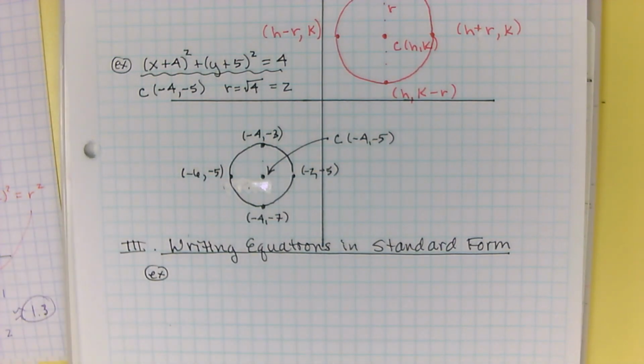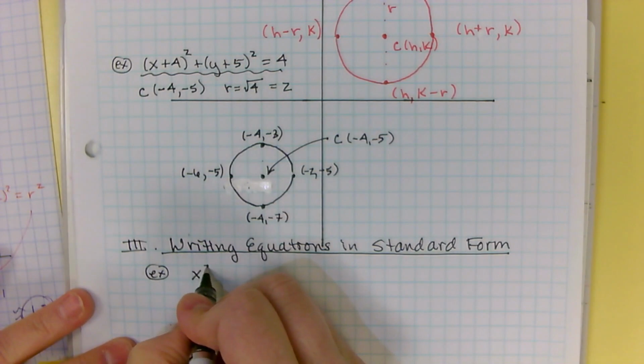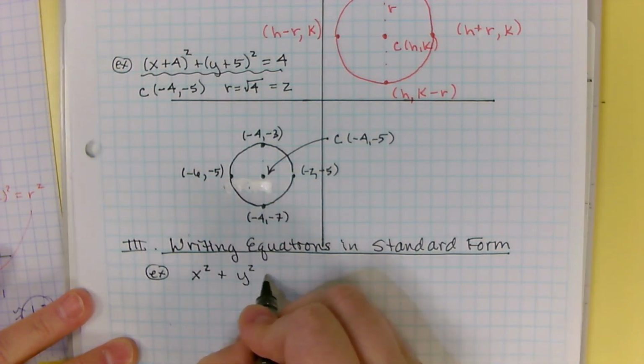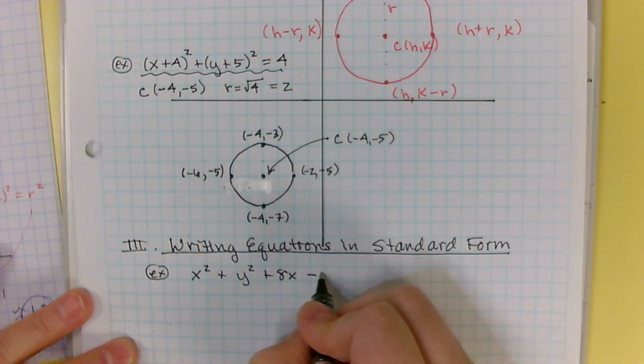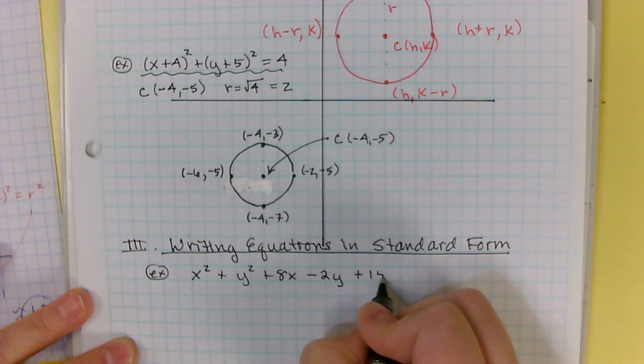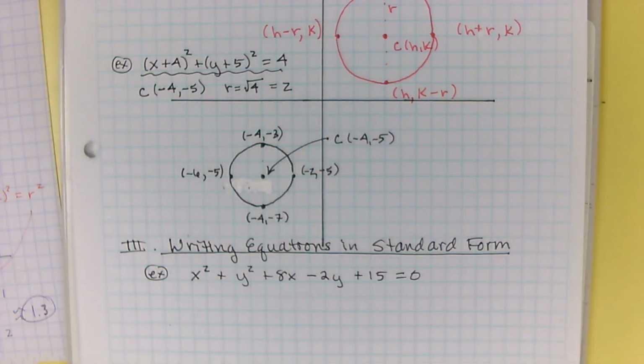Okay, so here's an equation that is not in standard form: x squared plus y squared plus 8x minus 2y plus 15 equals 0. It's just a big jumble of terms. To put it into standard form, we need to complete the square with the x's and complete the square with the y's. Your first step is to group the x's and the y's together and put a space in.